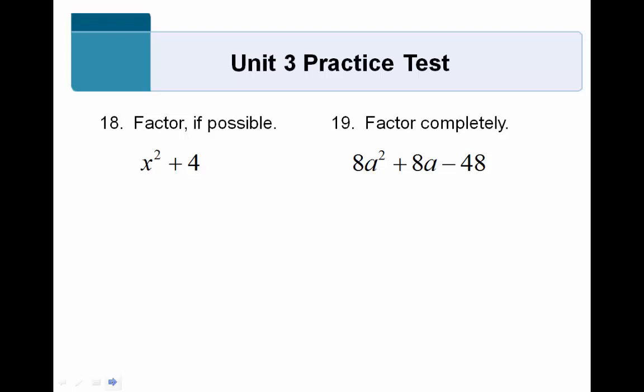Notice number 18, it says factor if possible. That's your clue, guys. This is a sum of squares. Look for a greatest common factor. There is no greatest common factor of x squared and 4. This is a sum of squares, not a difference of squares. As you recall, this is non-factorable or prime.